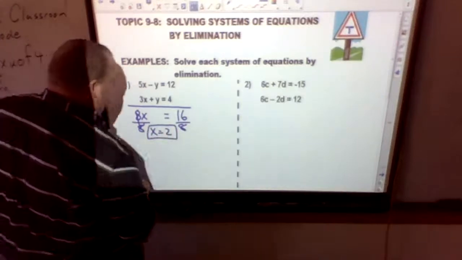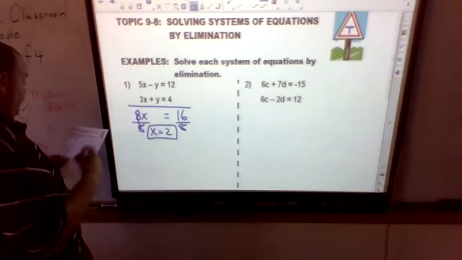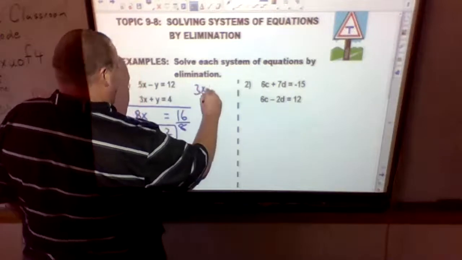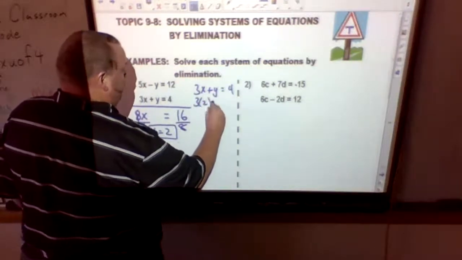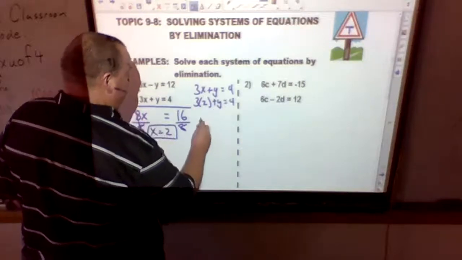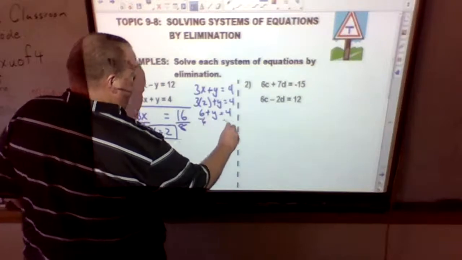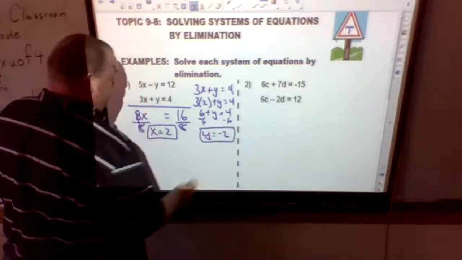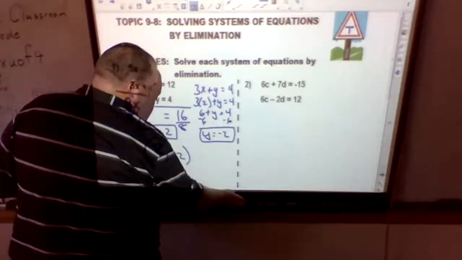So once we have x equals 2, we can substitute it in to then solve for y. So let's do this one. 3x plus y equals 4. So 3 times 2 plus y equals 4. So 6 plus y equals 4. If you subtract 6 from each side, y equals negative 2. So this answer would be 2, negative 2.